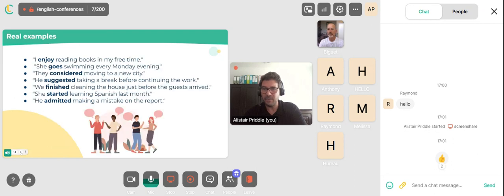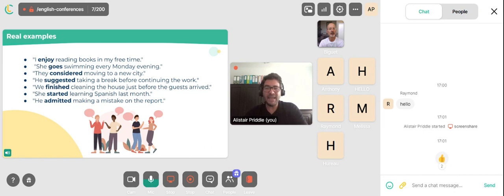Let's have a look at some examples that use those verbs before the gerund. Before the gerund is the object. So have a listen to these real examples. I enjoy reading books in my free time. She goes swimming every Monday evening. They considered moving to a new city. He suggested taking a break before continuing the work.